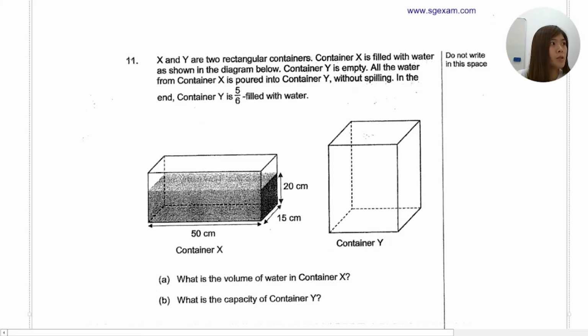Okay, for the next question, question 11. X and Y are two rectangular containers. Container X is filled with water, as shown in the diagram below. Container Y is empty, and then all the water from container X is poured into Y without spilling. In the end, container Y is 5/6 filled with water. So what is the volume of water in container X?